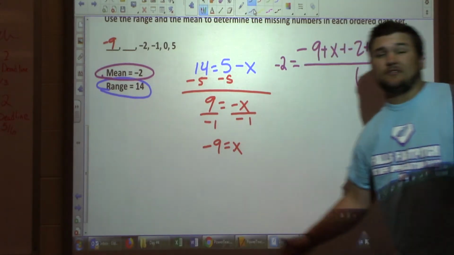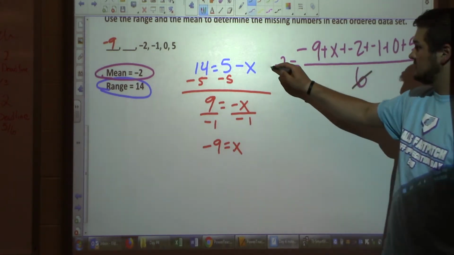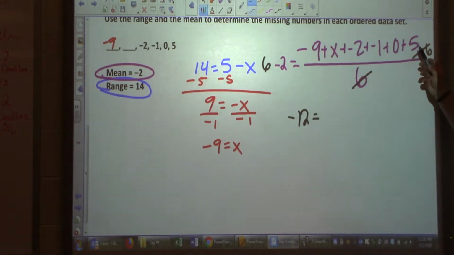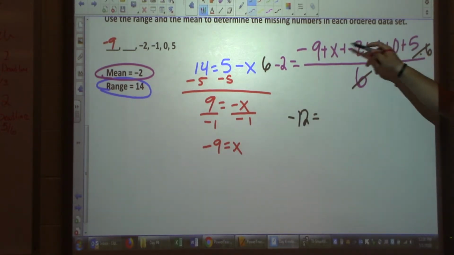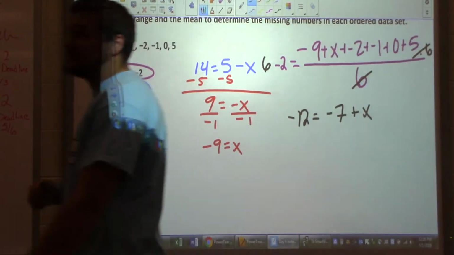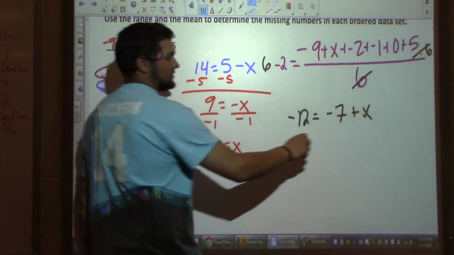All we gotta do then is solve for x. Times by 6 on both sides. I get -12 equals, what is all this? -7 plus x. So -12 should equal -7 plus x. Well, last thing I got to do then is add 7 to both sides.